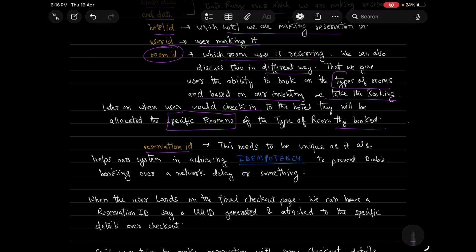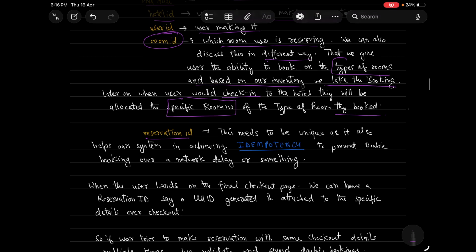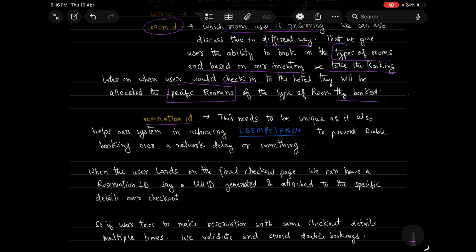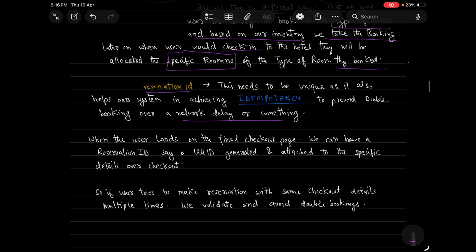Then we need reservation ID. This needs to be unique as it also helps our system in achieving idempotency to prevent double booking over a network delay or something. We have discussed idempotency in a couple of our other systems as well. But yeah, this is quite important. So we'll make a reservation ID as the idempotent key.